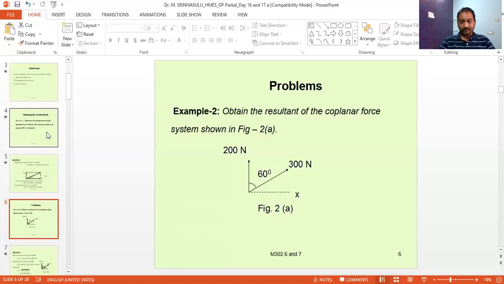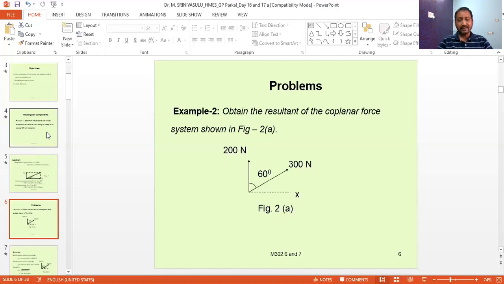Now write down the problem. Obtain the resultant of the coplanar force system shown in the given figure. So here there are two forces given. One is 200 newtons acting vertically upwards, and the next one is 300 newtons acting at 60 degrees with the vertical. So this is the given.